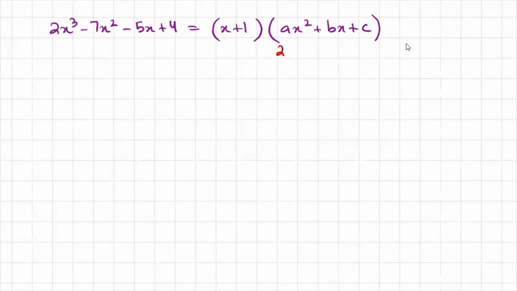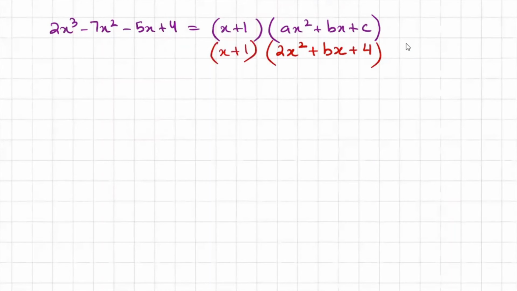A is 2x square. Alright, B will be found out using comparing, so if I ignore it right now, let's look at C. C has to multiply with 1 in order to get me a 4. So 4 divided by 1 is 4, which means C has to be a 4. You can check it. 1 multiplied by 4 is a 4, which means that your C is also a 4. So this is the second bracket that I just found.